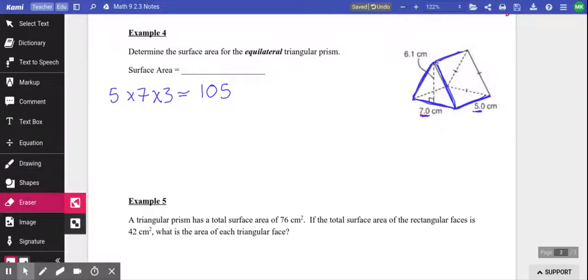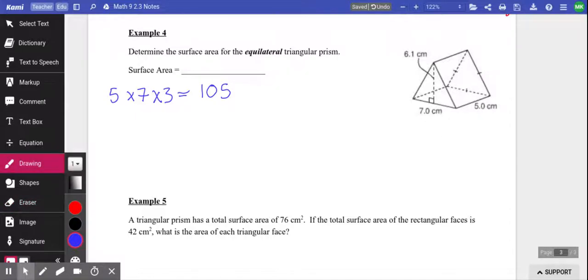I then can do my triangles. My triangles are going to be the same. I want to do base times height. So base is 7. The height is 6.1. They gave it to me. So 7 times 6.1, base times height, divided by 2, times by 2 because there's 2 triangles. And that should give you 42.7. Awesome.